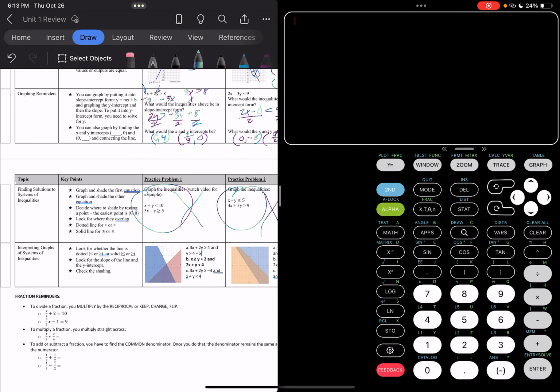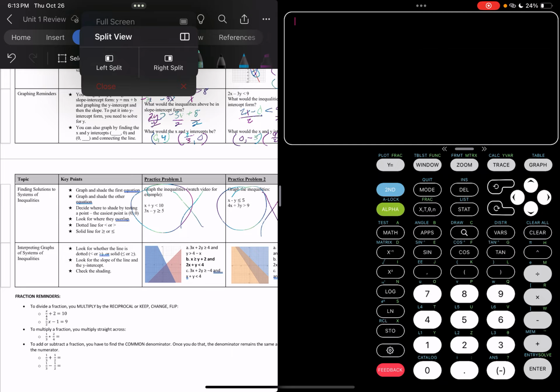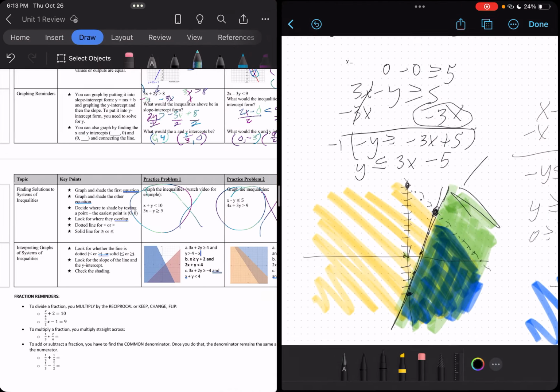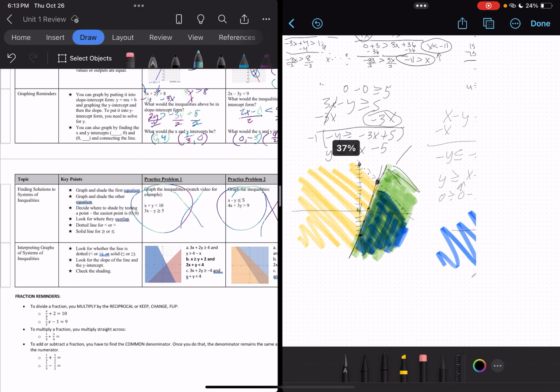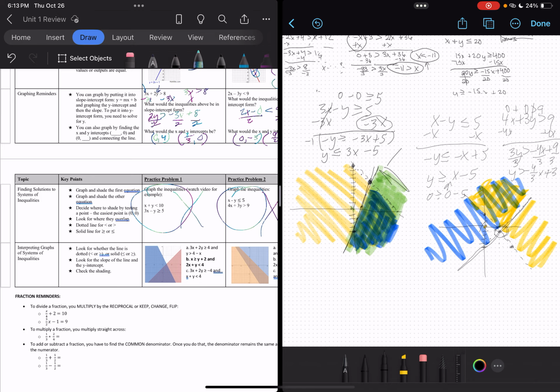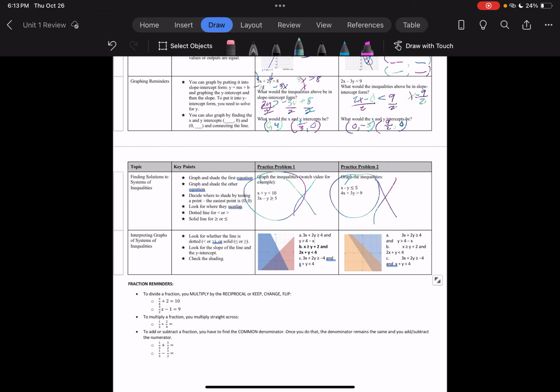Oop, that's the wrong thing I wanted to show you. Here we go, split view. 3, 4, that's what I want to show you. All right, so those graphs that we did earlier, those are the inequality graphs for that one that I actually put on here twice. Sorry about that.